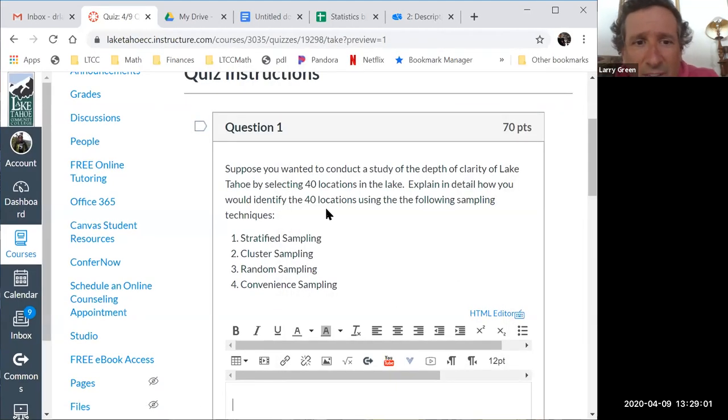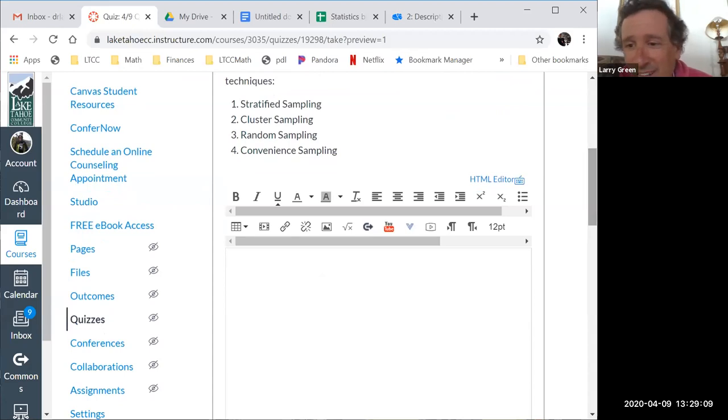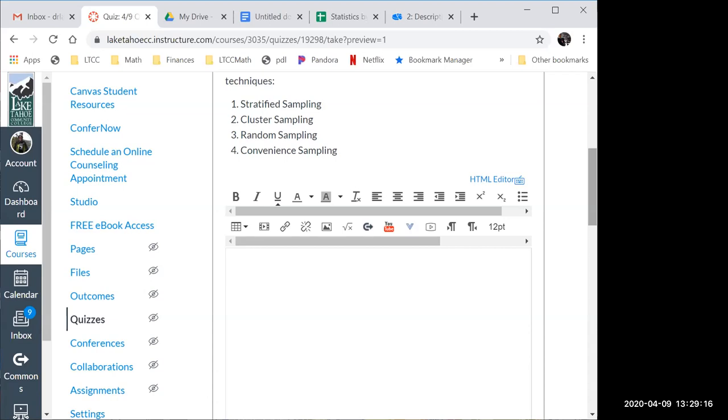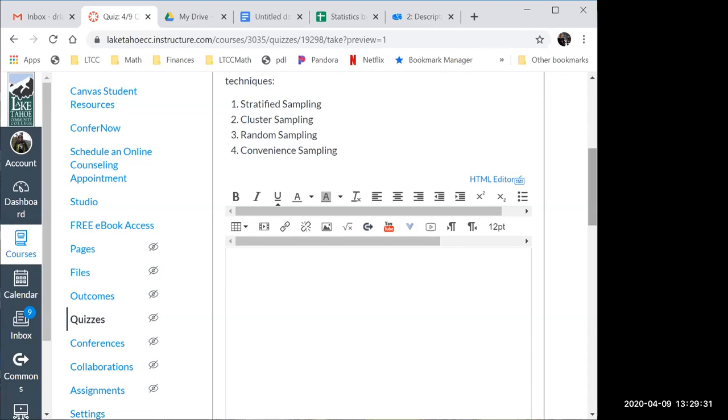Okay, so start out with stratified sampling. Who remembers what stratified sampling is all about? Hopefully all of you, because you were just quizzed on it. What I said is you have to divide the lake into groups proportionate to the population, being the lake. What does it mean to be a population though? I want to be specific. Population would be the body of water, I guess.